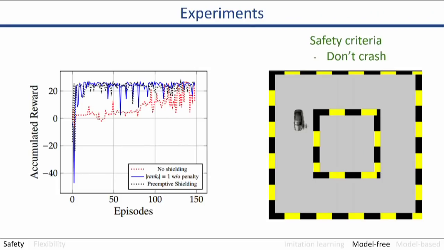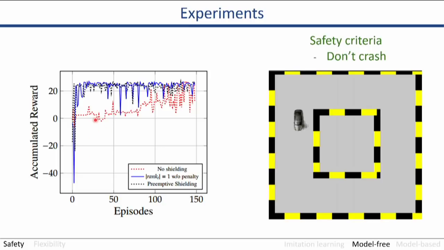Okay, so now on to some experiments. In this experiment, they wanted this car to learn to drive in a circle, and the safety constraint was don't crash. I didn't put the equations up here, but they put some equations that had some conservative estimates of how fast it could go in steering.